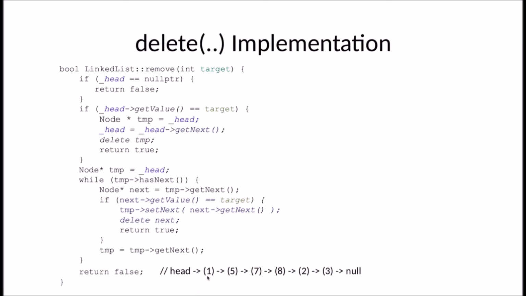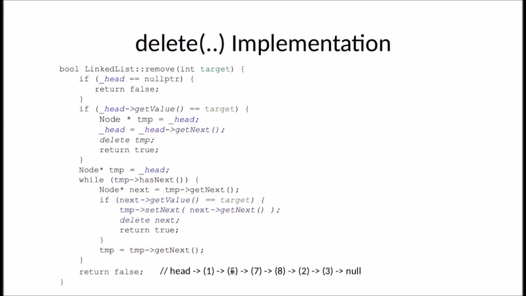Again, temp points to 1, next points to 5, temp.setNext updates this pointer here to next.getNext, which is 7. So 7 is assigned to the next pointer of 1. Now I skip 5, but I still have to delete 5 to free up the memory. This is what the next line here, delete next, does. This deletes the actual node. And then I return true that it was successfully deleted.